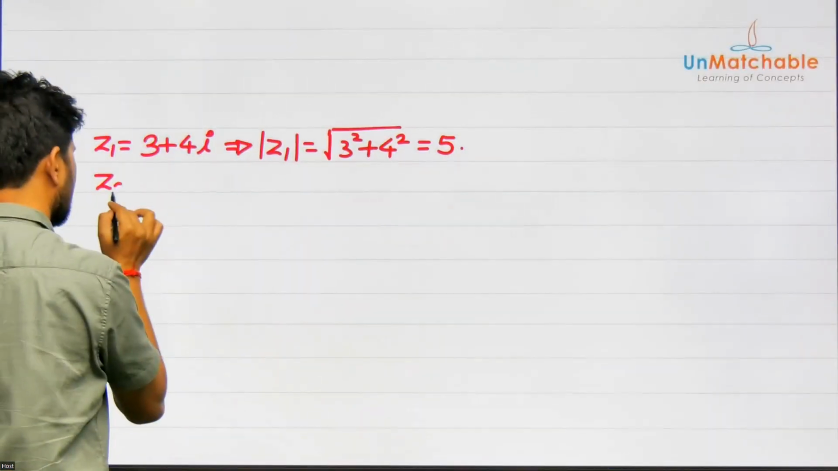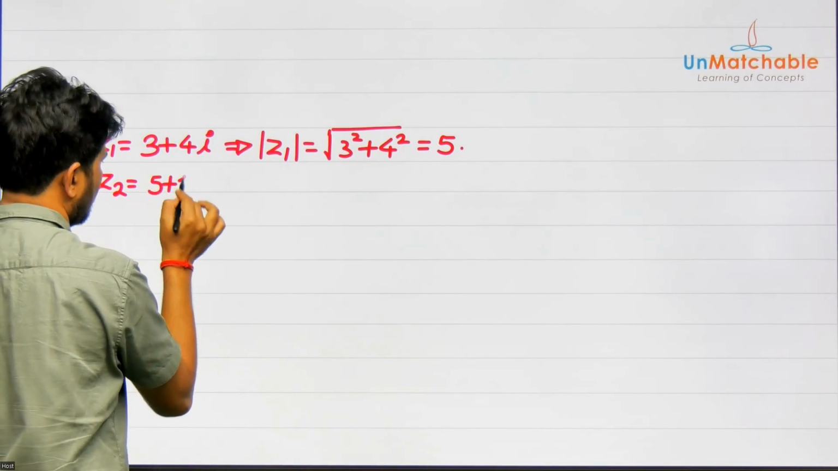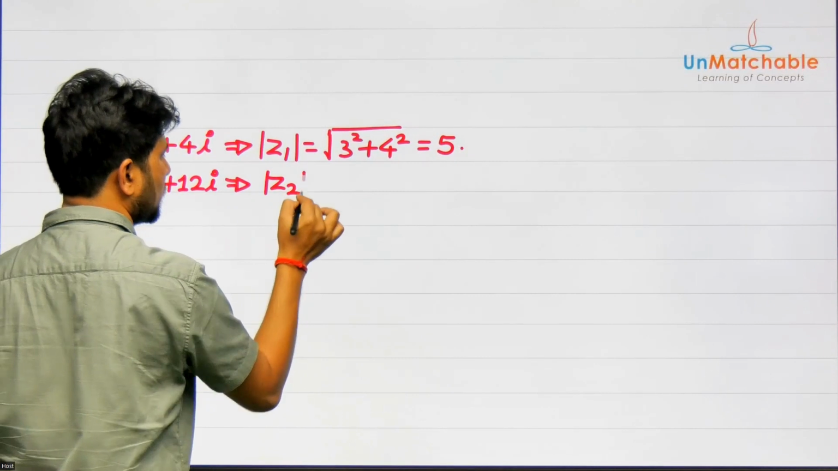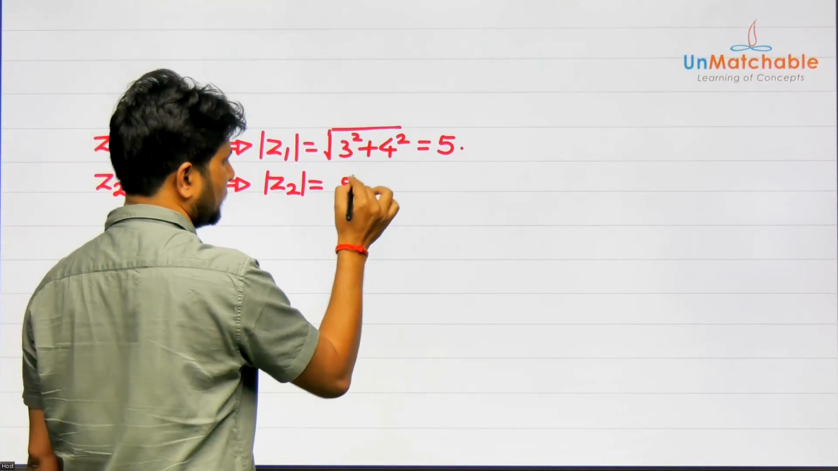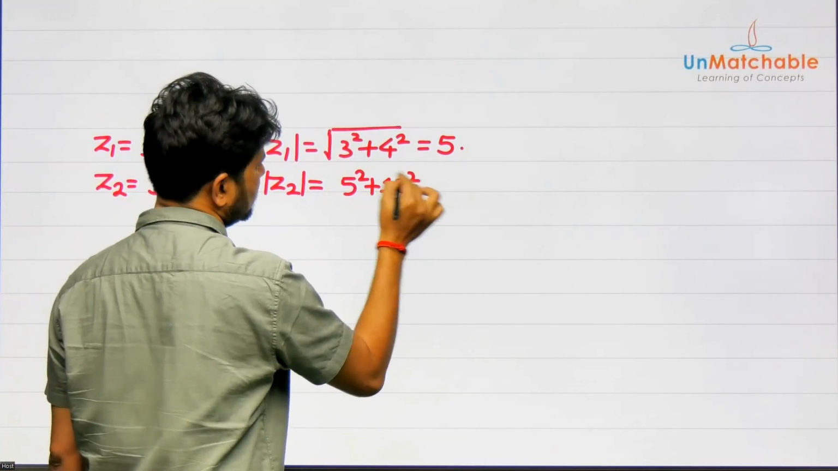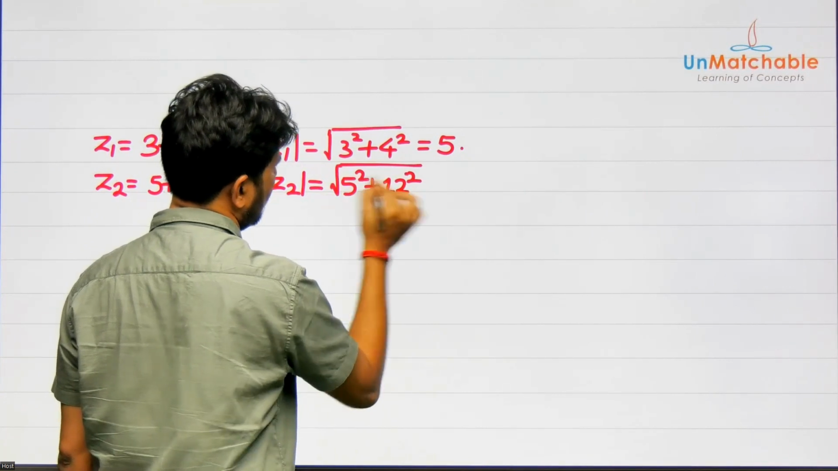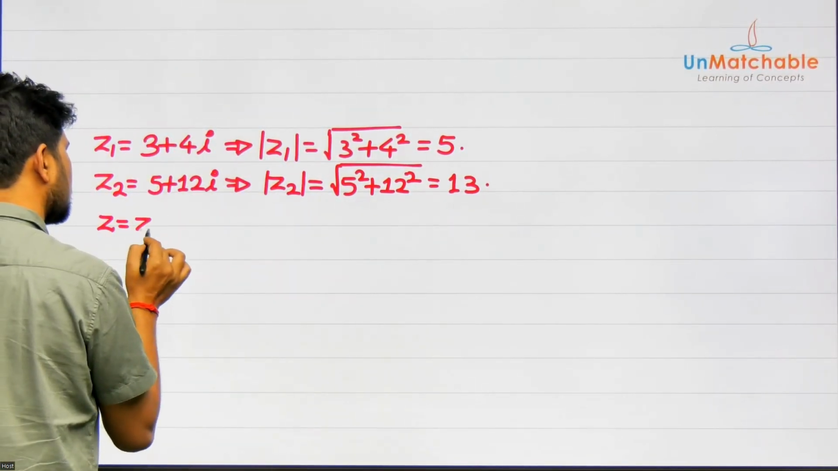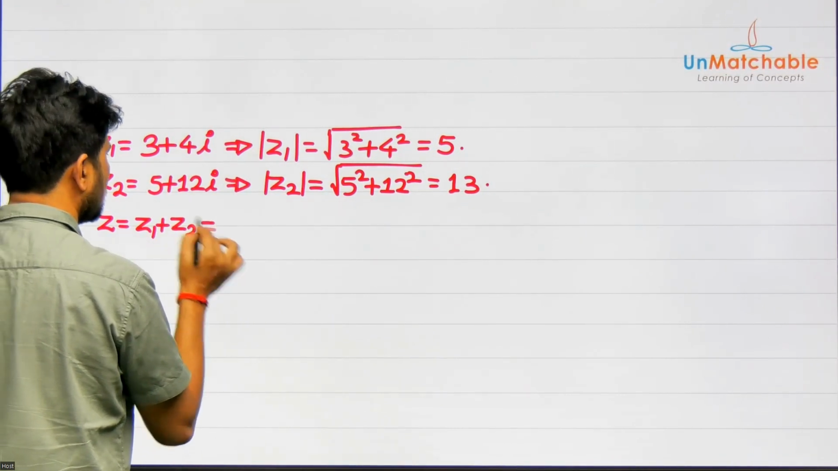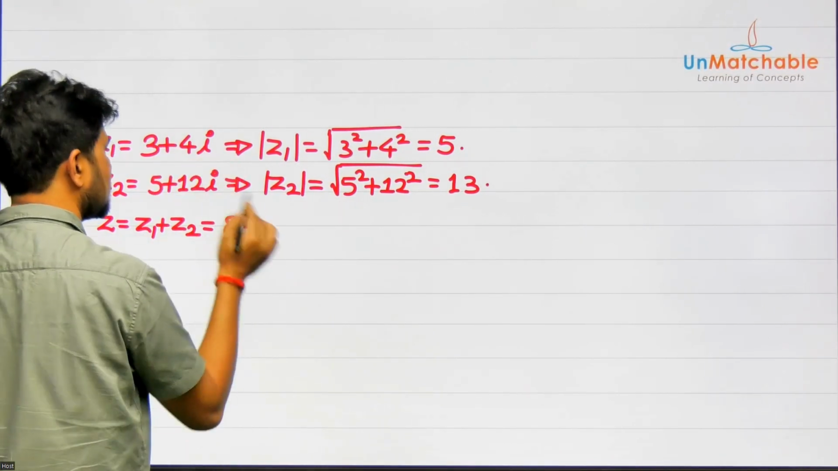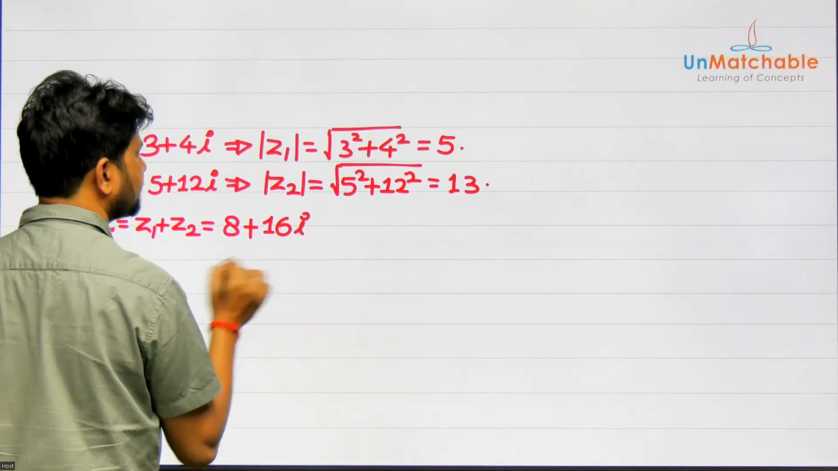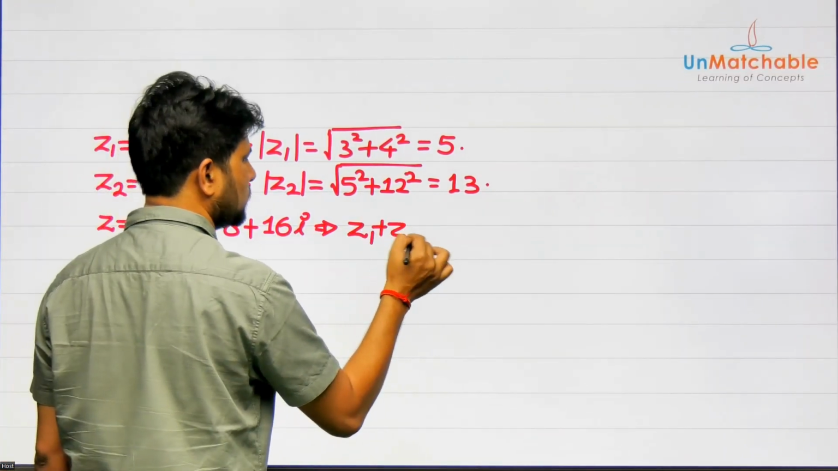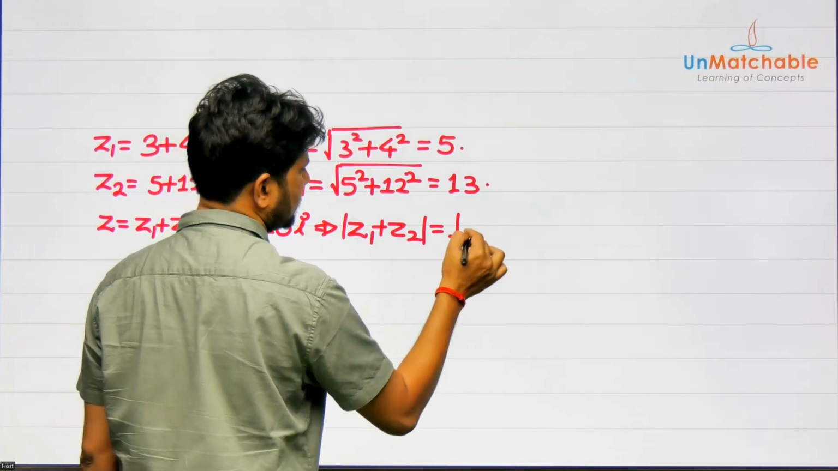And suppose Z2 is equal to 5 plus 12i. Then the modulus of Z2 will become the square root of 5 squared plus 12 squared. That will become 13. Now, if I define Z as Z1 plus Z2, that will become 8 plus 16i. And what will be the modulus of this Z1 plus Z2, which is 8 plus 16i?